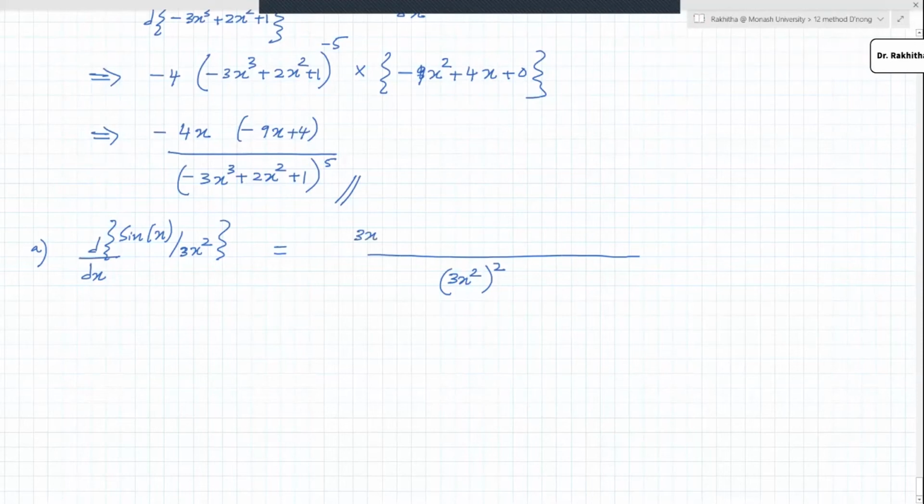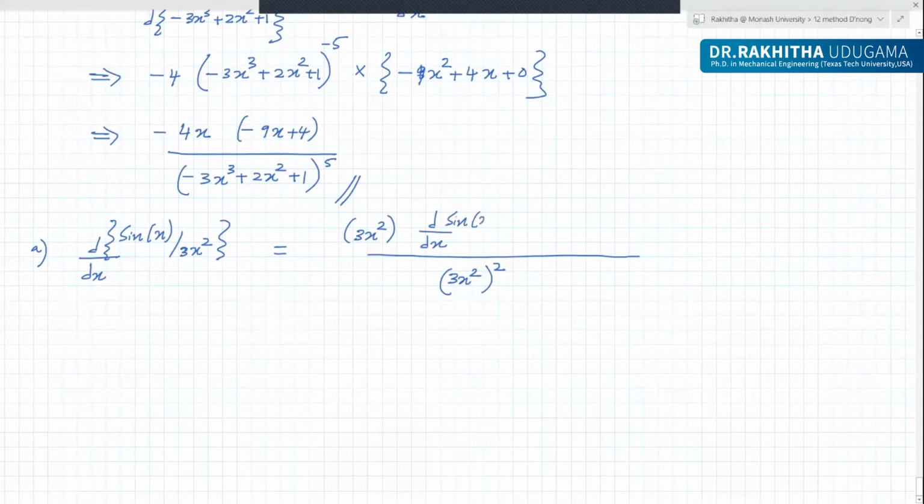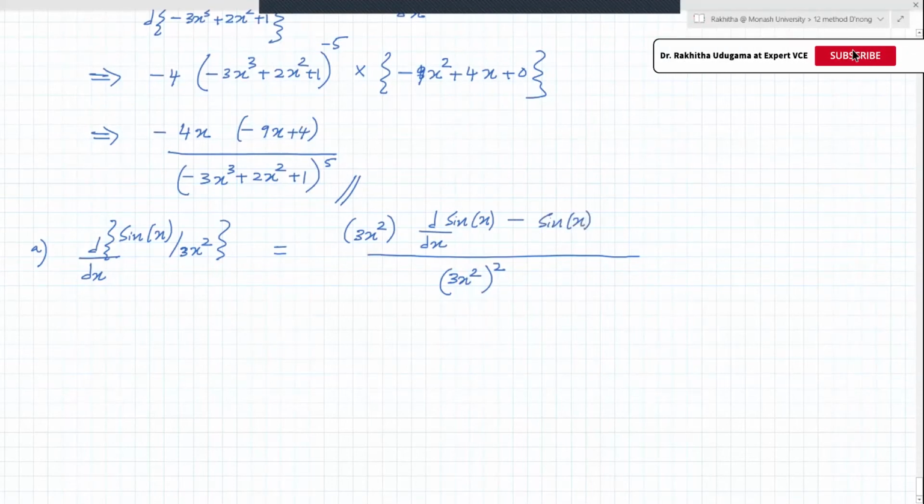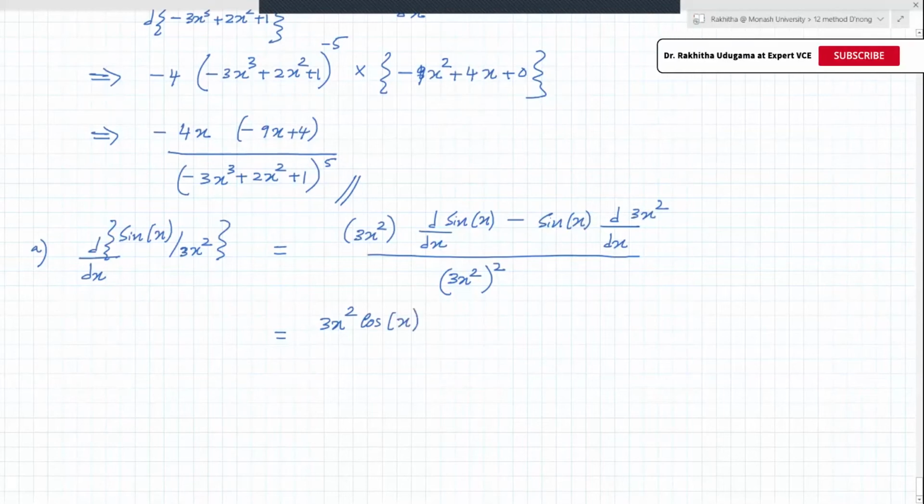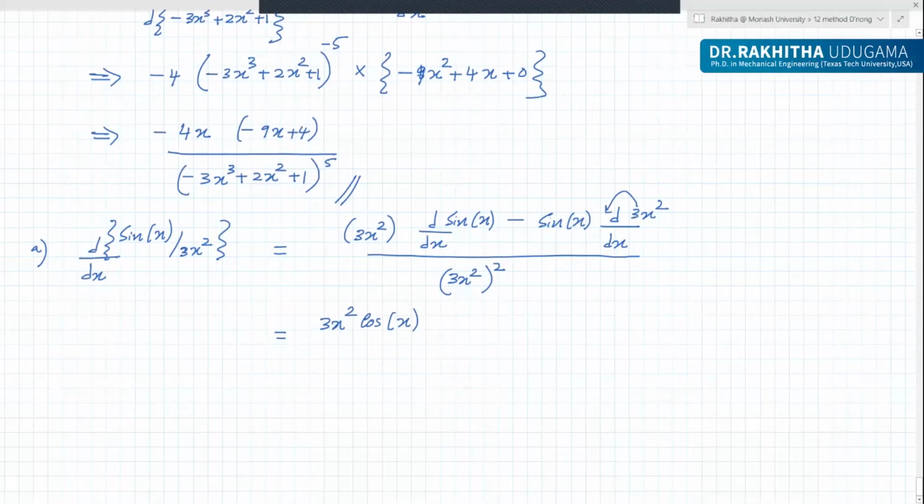Then I will put 3x squared here. Then the derivative of the other, which is sin x, right? Derivative of the other, then minus sin x here, then d dx of 3x squared. So when you do that, d dx of sin x is cos x, so 3x squared cos x. Here 3x squared, you can take this out, so it's going to be x squared. It's going to be 2x now. It's going to be 6x. So minus 6x sin x. The whole thing divided by 9x to the power 4.